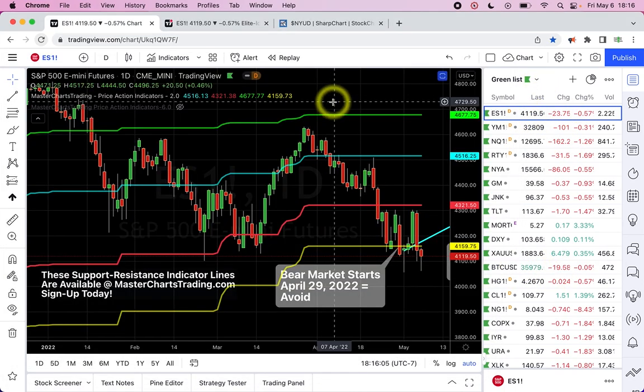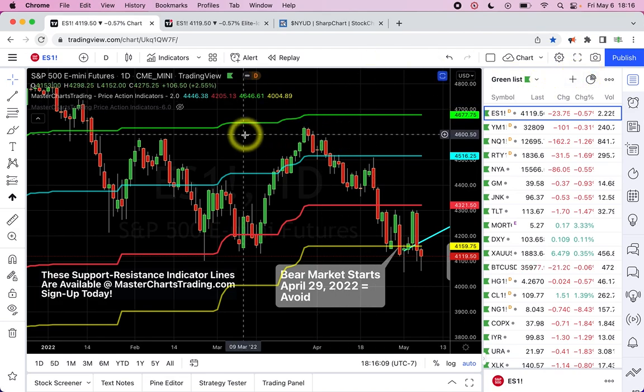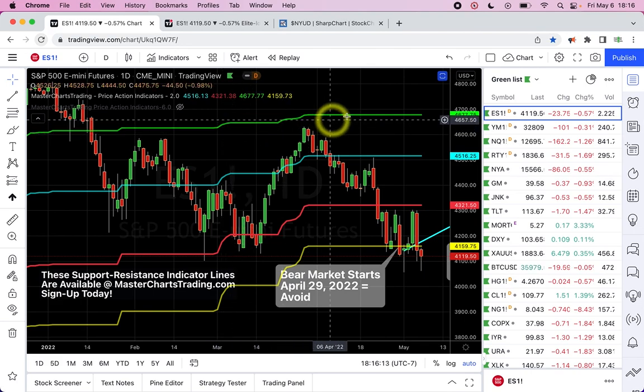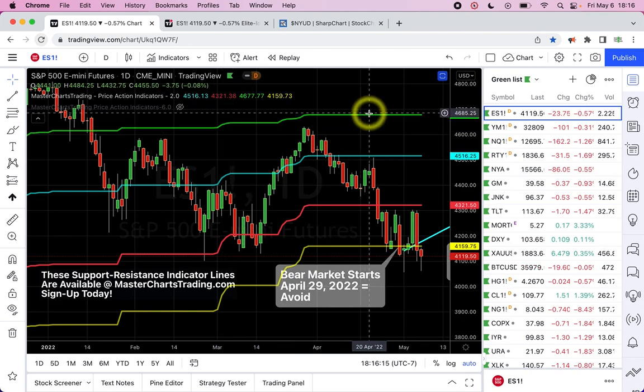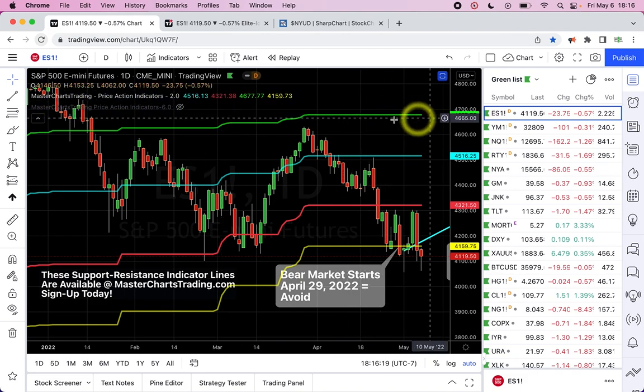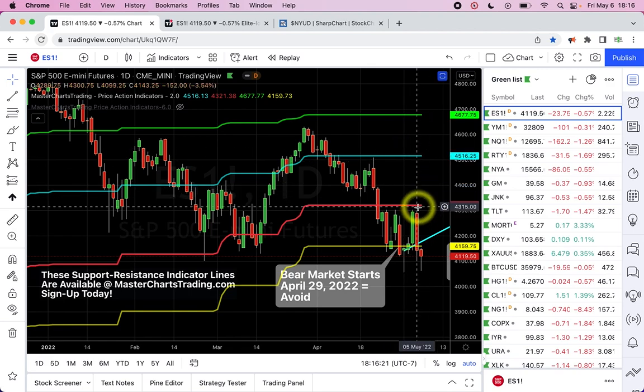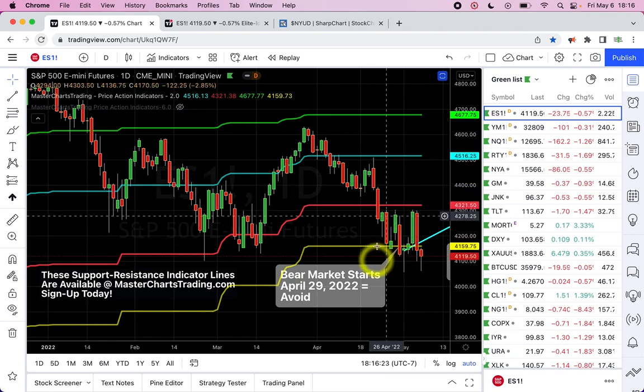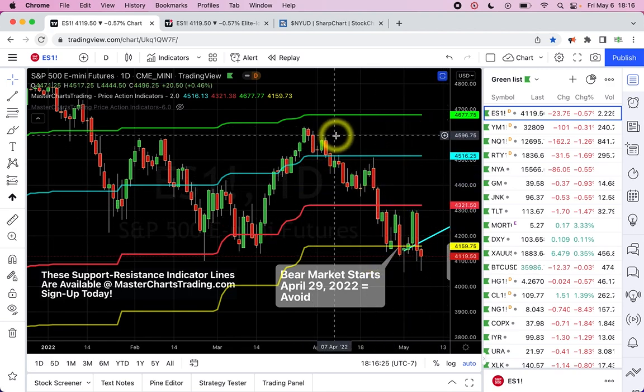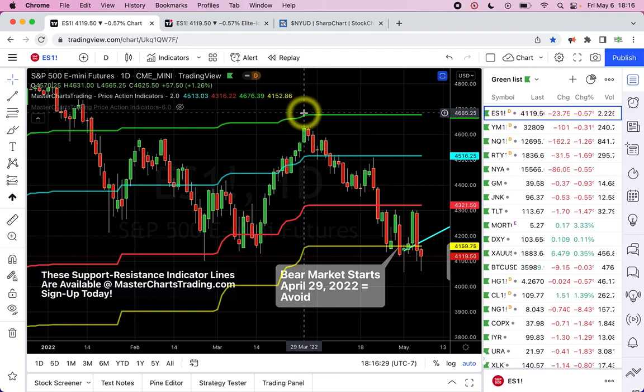So number one, how do we trade? The way I trade is by using, I'm sorry, I still have a cold. I'm still using my own private trading indicators called MasterCharts Trading price action indicators. They're on this chart. They're green, blue, red, and yellow lines. So they show basically levels of where I want to be buying or selling. By extension, they become support and resistance.